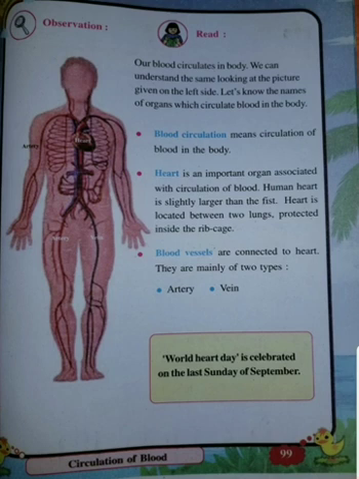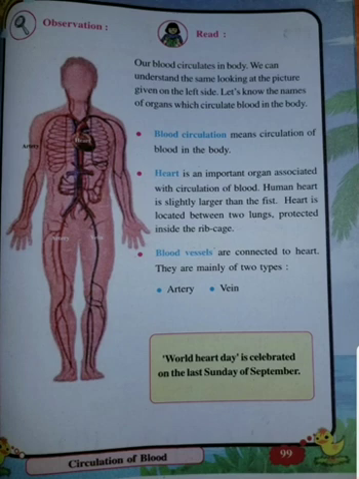Heart is the main organ for the blood circulation, and to that it is connected to the blood vessels, which is called as what? Artery and vein. So artery will carry your blood, pure blood, from the heart to the different parts of the body, and again the veins will carry the impure blood from the different parts of the body towards the heart. So this is the difference children.